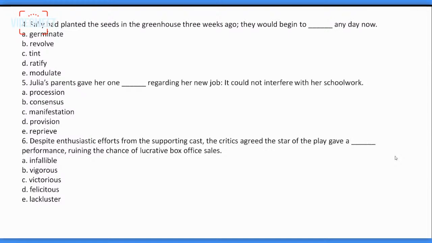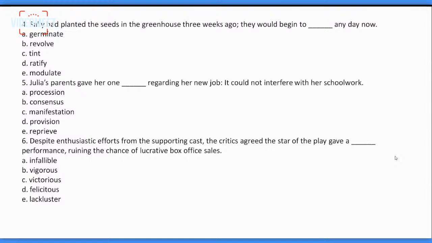Try and understand that if it had been a stellar performance by the star of the play, then the chance of getting lucrative box office sales would not have been ruined, right? So we would look for a word that is negative. Infallible is somebody who's incapable of making a mistake. So, incapable of making a mistake is a positive word, right? So we would eliminate this from our options.